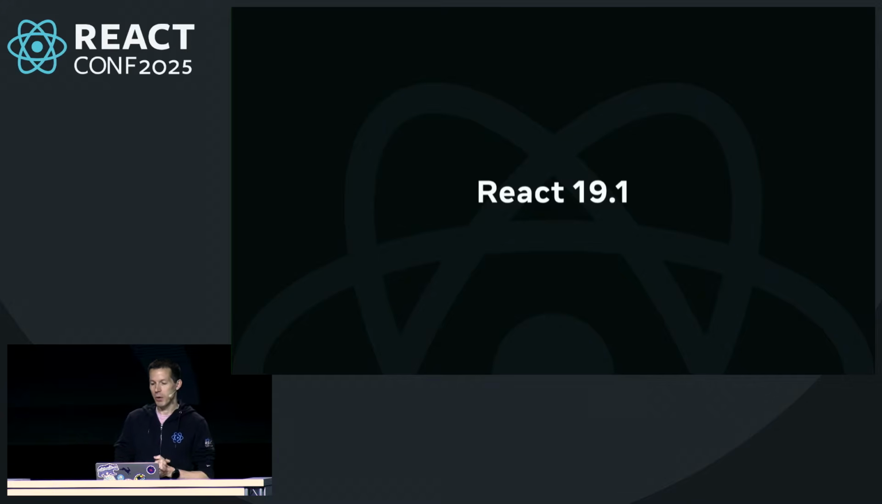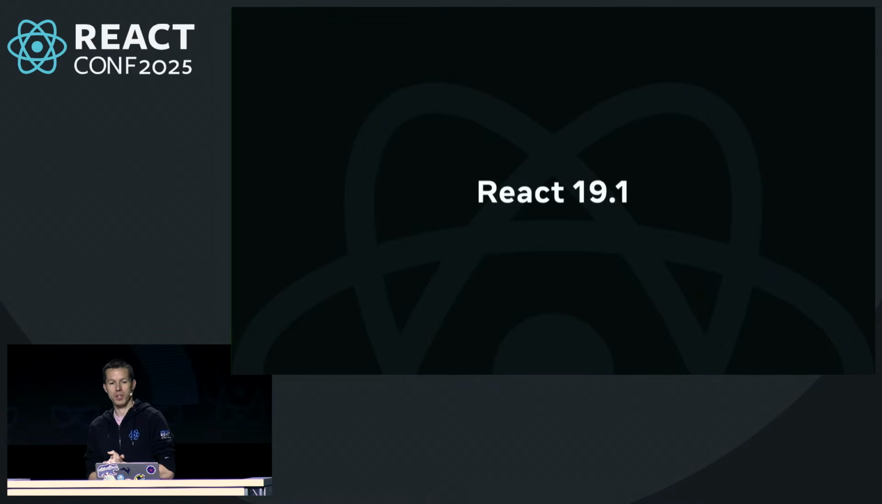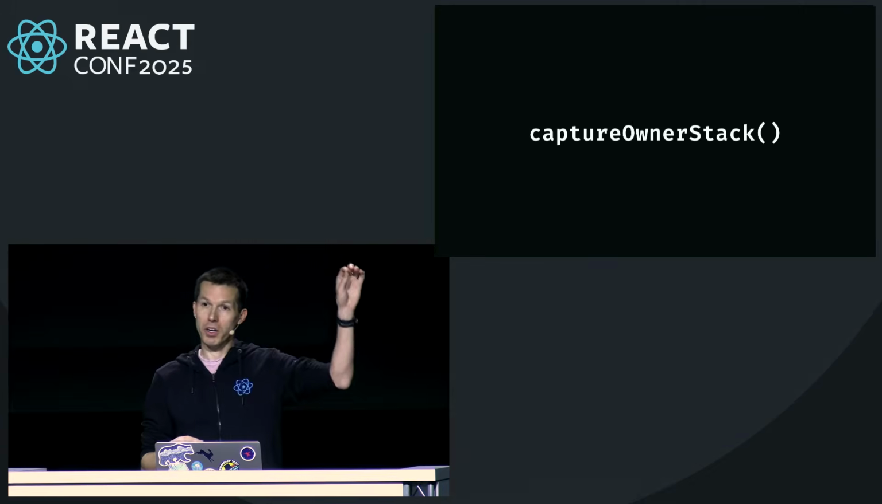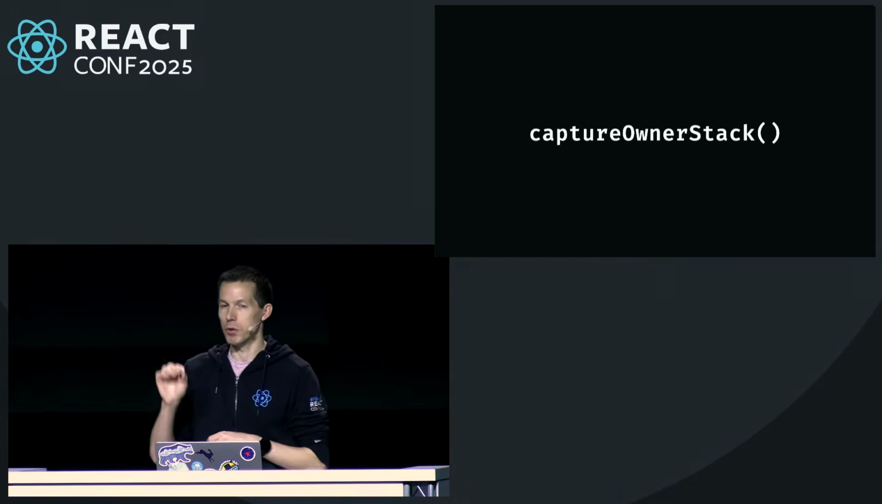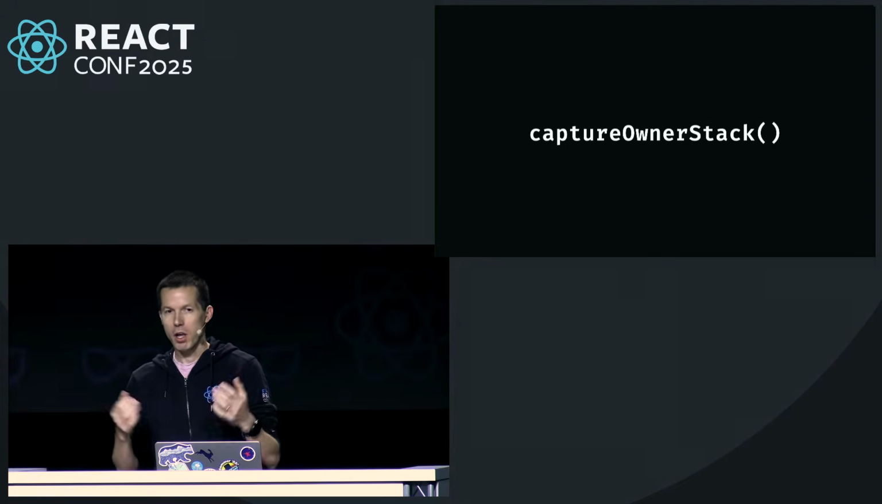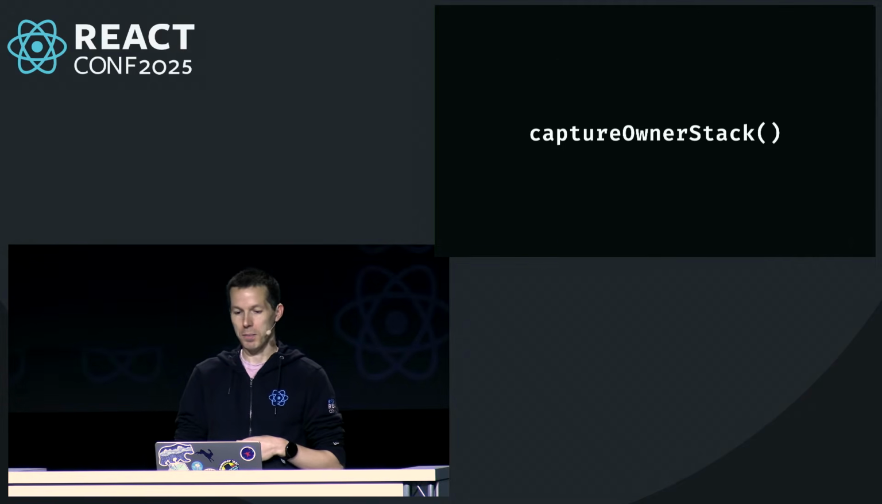So since 19, we released 19.1, which includes support for owner stacks in development. So this is a development-only feature. Now, you may be familiar with component stacks, which kind of show you where in the UI tree an issue occurred. But often, the issue might be occurring because of a component created elsewhere. And so owner stacks can give you a bit more precise information about the source of an error. So if you're debugging, definitely check out this API.